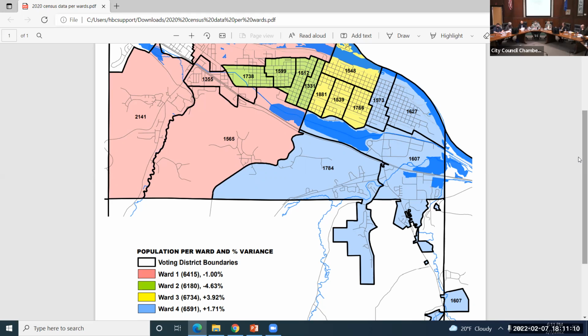So my recommendation is to not make any changes in the ward boundaries nor the precinct boundaries, because we did have a lot of polling site changes in 2020 due to looking for more accommodating polling sites due to COVID. So just with the number of changes that we had in the last election, I think it would be prudent to keep the same polling sites and precincts. So if you have any questions.